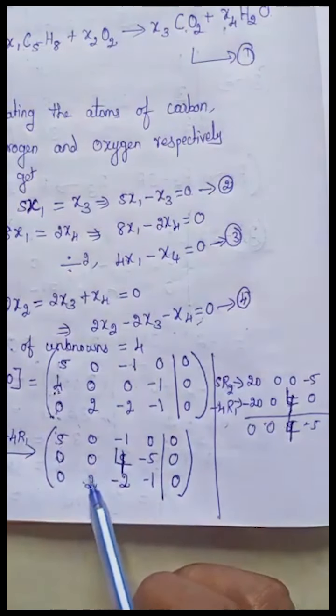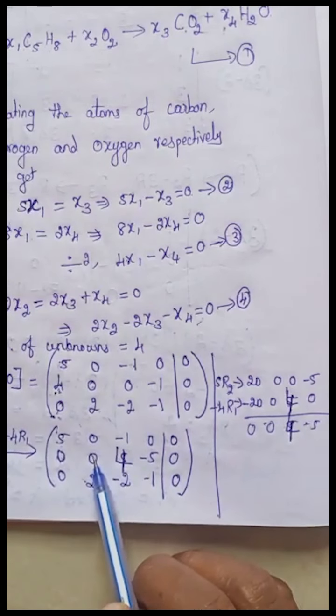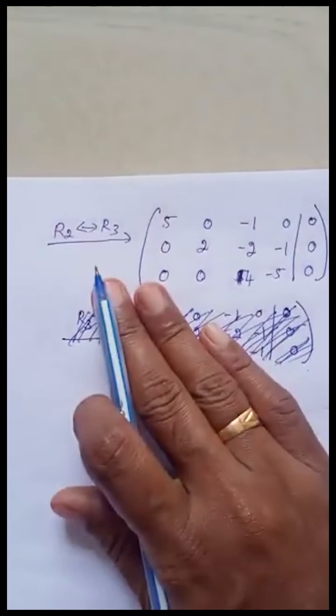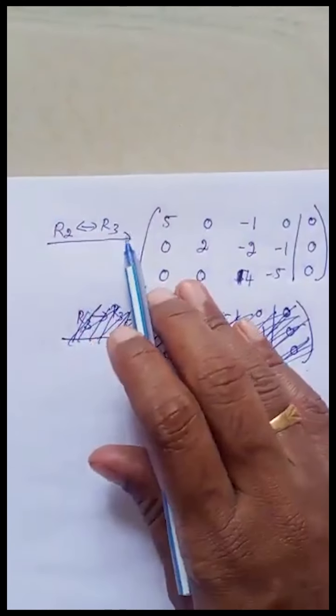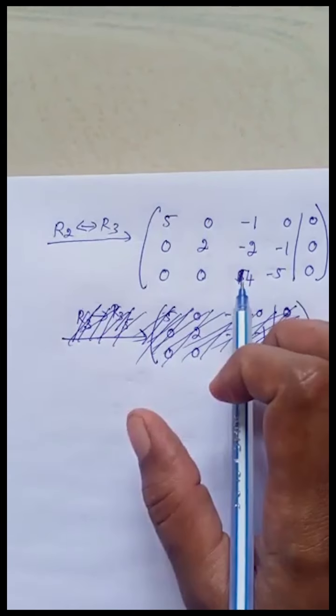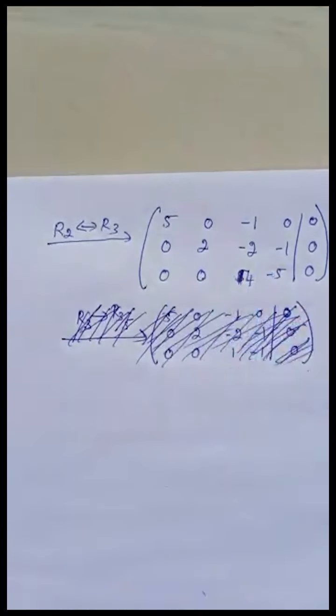Next, actually this position we have to make 0. But here we have 0. So what we can do? Interchange these two rows. Okay. See, R2 is interchanged with R3. Now almost we have done it. Okay. So 0, 0, 4, minus 5.